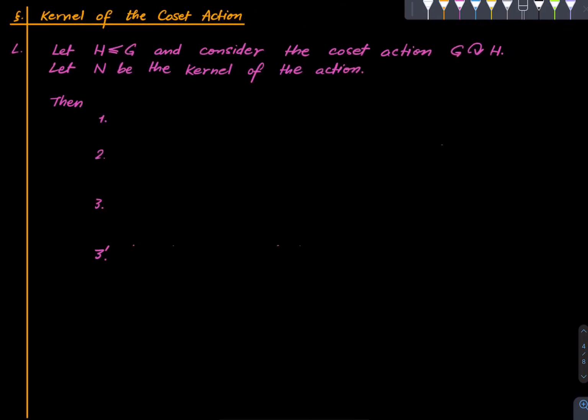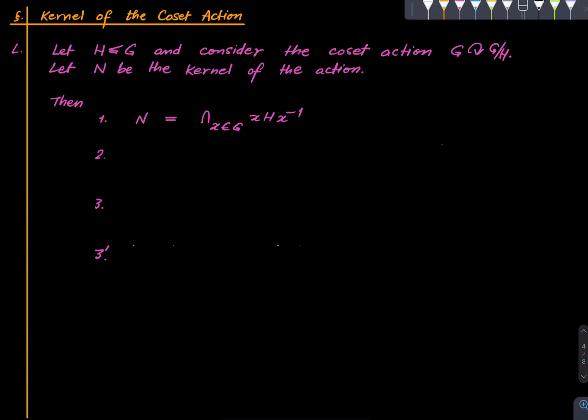All right. So we will prove 4 things about this action, and that will be for this lecture. In the next lecture, we'll look at some applications of this particular action. So suppose H is a subgroup of G, and consider the coset action of G on G mod H, and let N be the kernel of this action. So then, first of all, we will figure out what the kernel is exactly. So this is our first statement.